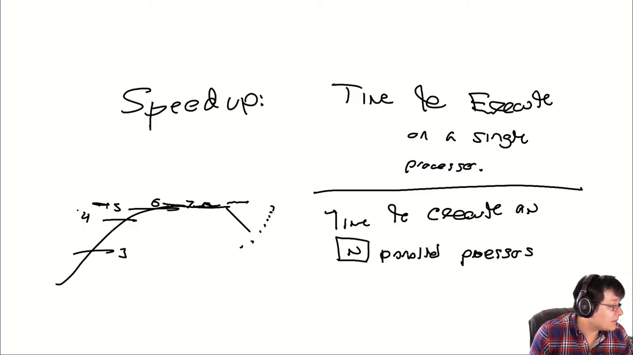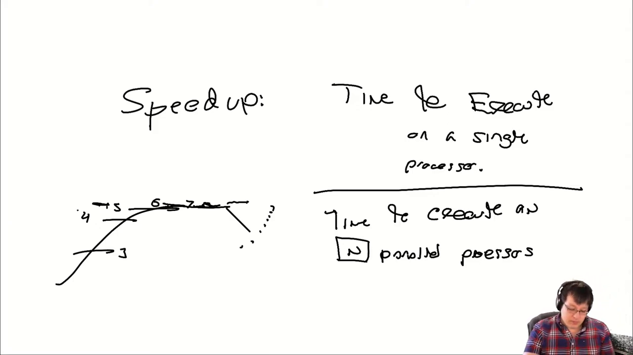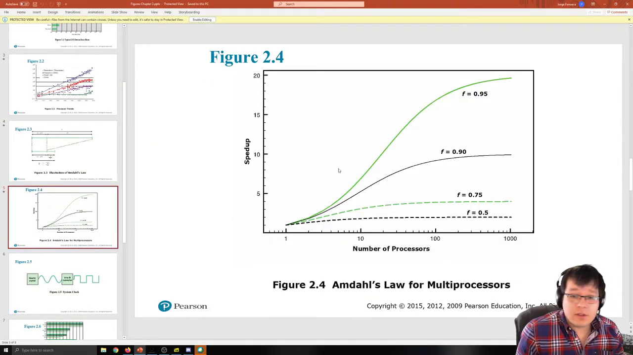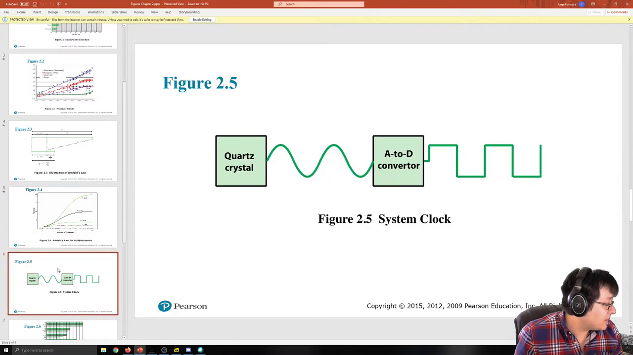anything else from here? That's about Little's Law. The one you really want to know is Amdahl's Law. That's the important one. Oh, hold on. I didn't show you guys. I'm sorry. My apologies. So this is an example of the speedup kind of limiting. And then this is an example of quartz going from analog to a digital conversion, which is kind of a nice picture.